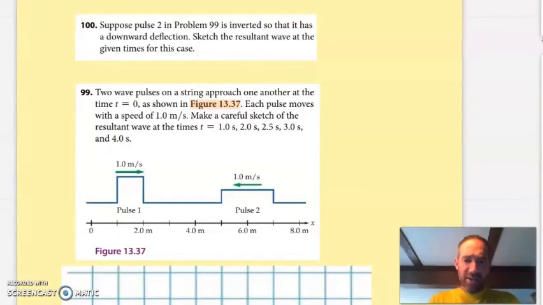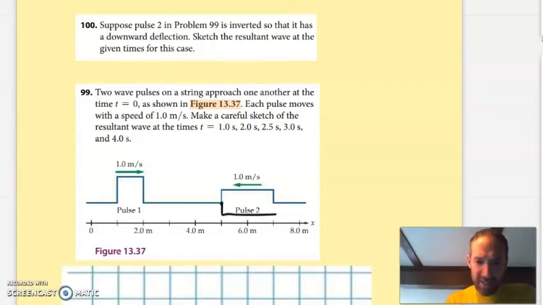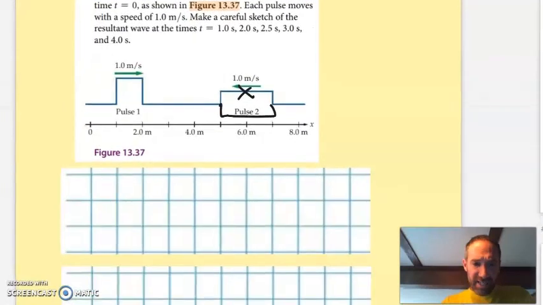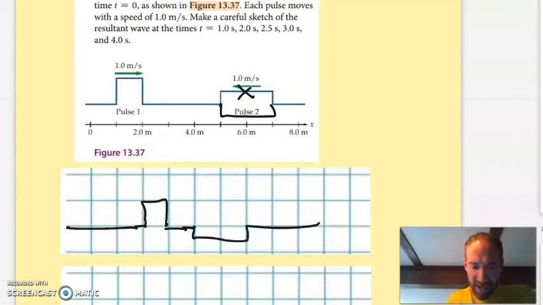So now in number 100, we're going to do that same thing again, but this time we're going to say that pulse 2 is going to be down instead of up, like that. And so not this one, but down. Okay. Similar kind of thing. Pulse 1 in 1 second will have moved to there, and pulse 2 in 1 second will have its lead edge at 4, and so it will be down here half a block tall.